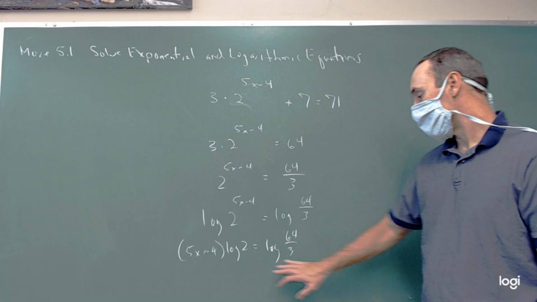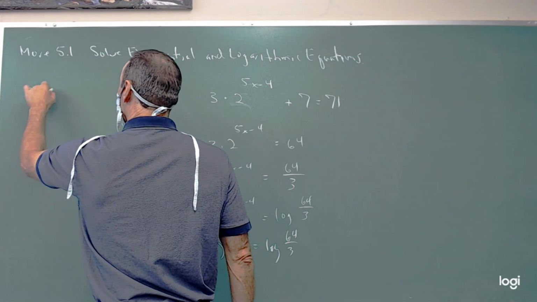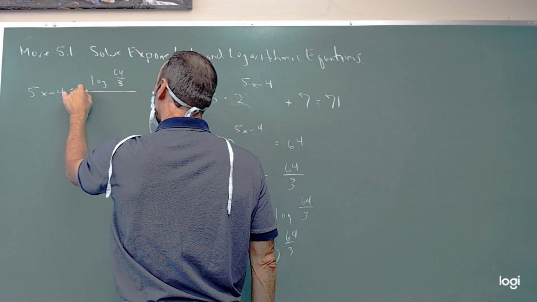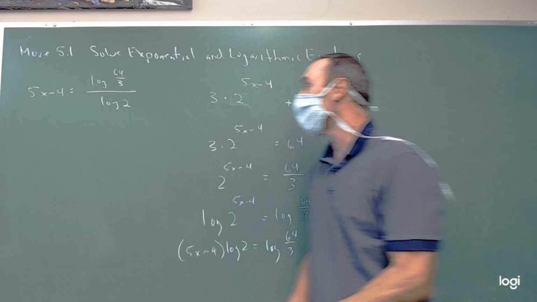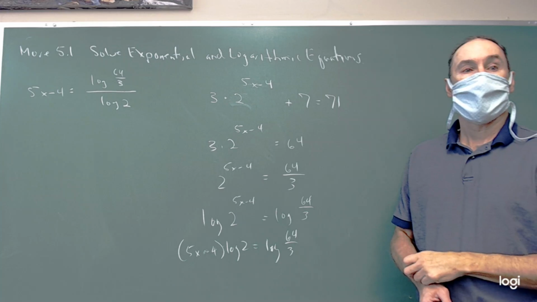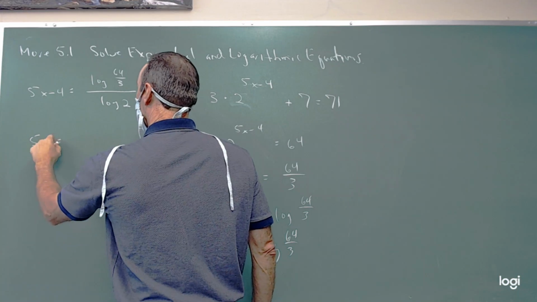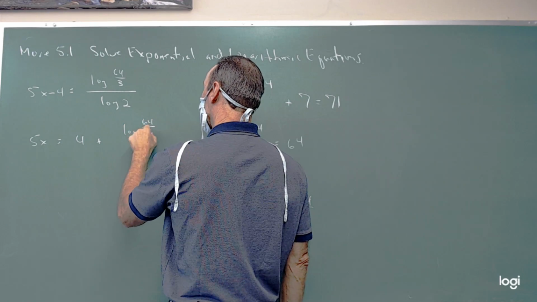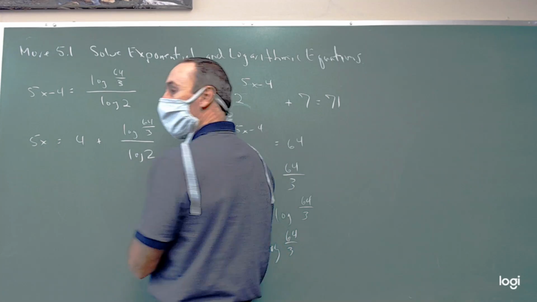So then we can divide that log 2 to the other side. So now we have 5x minus 4 equals log 64 thirds divided by the log of 2. And I wouldn't enter any of this into your calculator just yet, but soon, because then we'll add the 4 to the other side. So we have 4 plus this weird log of 64 thirds over log of 2. Then we're going to divide the whole thing by 5.